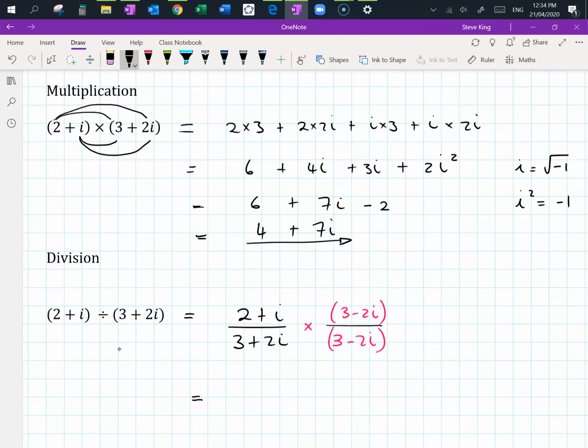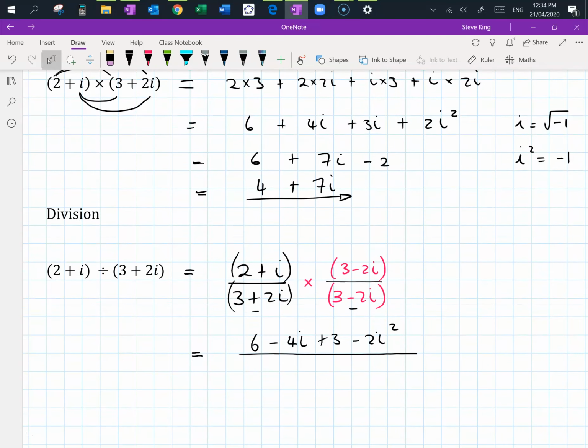So from the top line, I've got 2 plus i times 3 minus 2i. So if I multiply that out, that's going to give me 6 minus 4i plus 3i minus 2i squared. And on the bottom, can you see I've got the difference of squares format? The elements inside the brackets are the same, but the signs are different. So I'm going to have 3 times 3, which is going to give me 9. And then I'm going to have minus 2i squared.